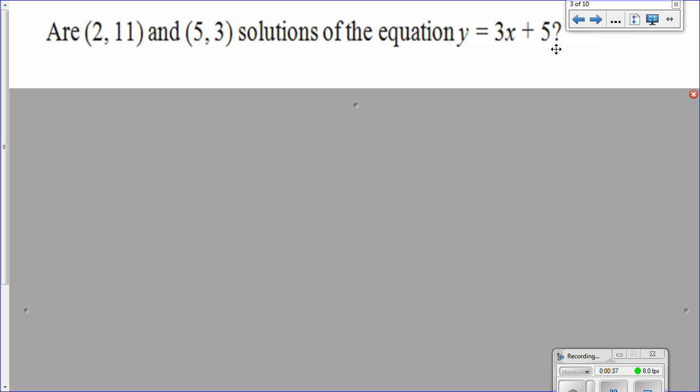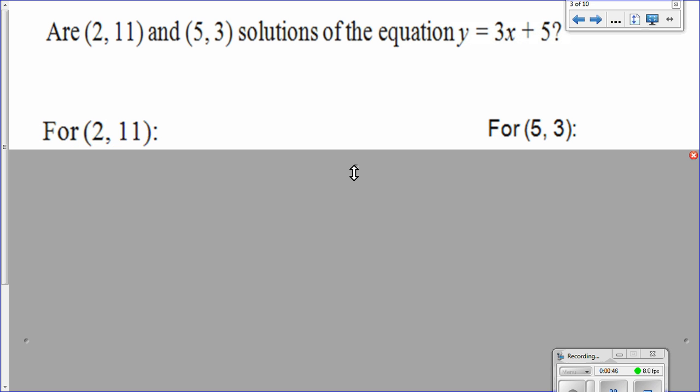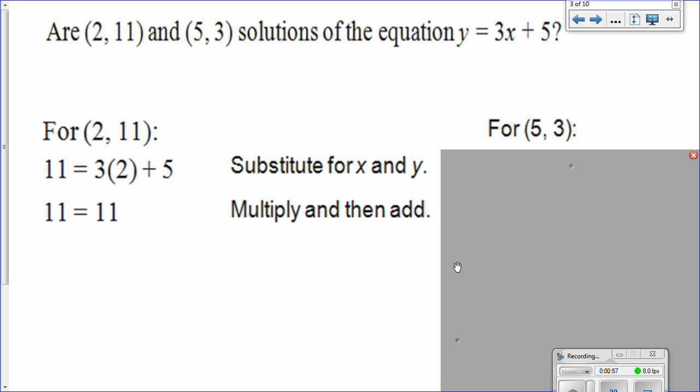Are (2, 11) and (5, 3) solutions for the equation y equals 3x plus 5? In order to determine this, we're first going to take a look at (2, 11). The first step is to substitute in for your x and y. So we have 11 equals 3 times 2 plus 5. Order of operations: 3 times 2 is 6, plus 5 is 11. We get 11 is equal to 11, so (2, 11) is a solution for this equation. It made a true statement.